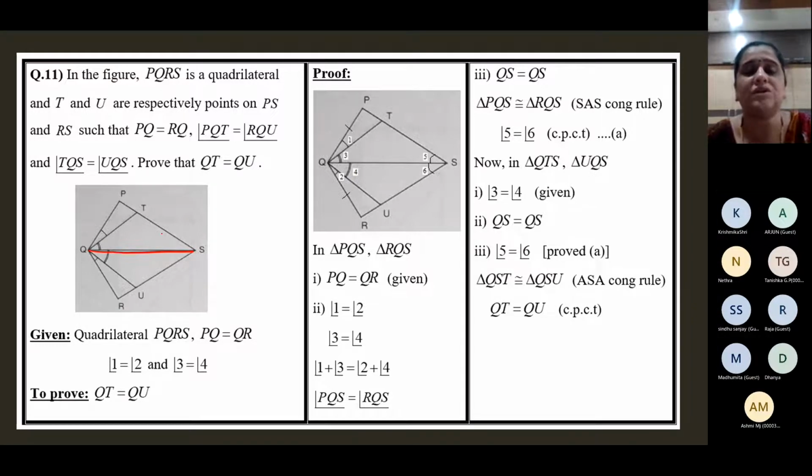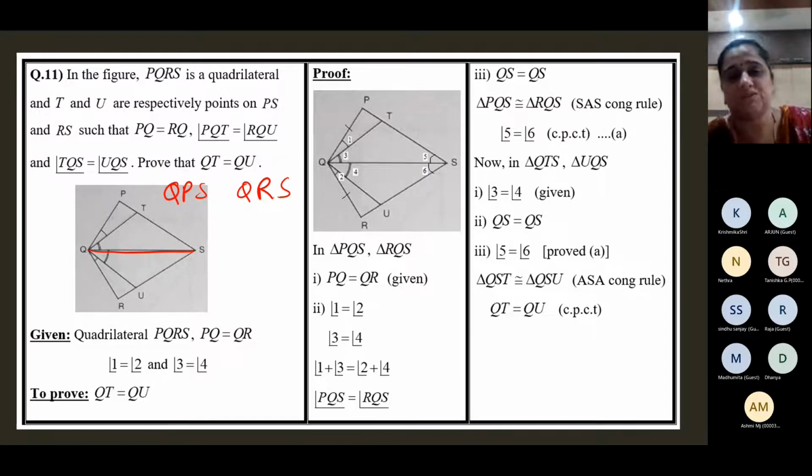We're going to take the two triangles on either side of this diagonal QS. So we're going to take up the triangles QPS and QRS, and show that these two triangles are congruent. When you show that they are congruent, you can write two results by CPCT. You should write depending on which two triangles you are further going to take.